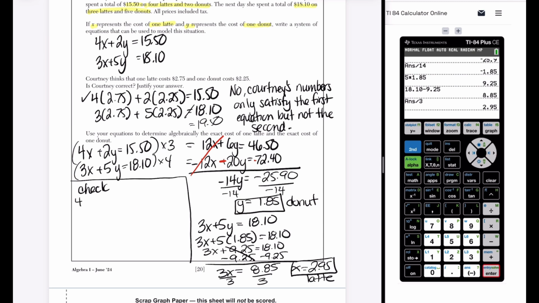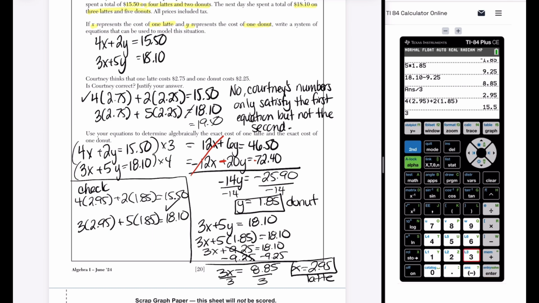So 4 times 2.95 plus 2 times 1.85 is equal to 15.50. Check it with your calculator. 4 times 2.95 plus 2 times 1.85 is equal to 15.50. That is correct. 3 times 2.95 plus 5 times 1.85 is equal to 18.10.